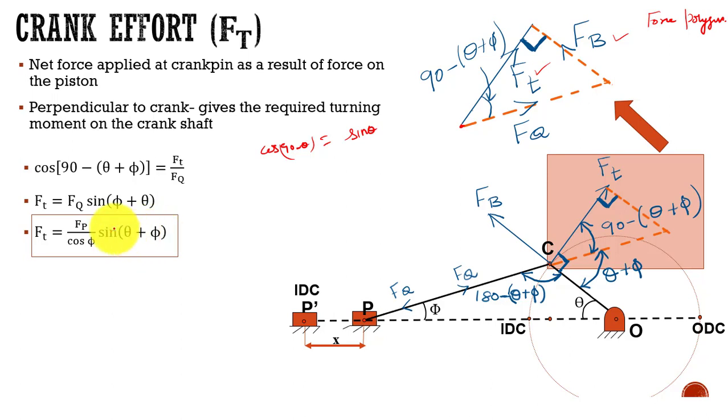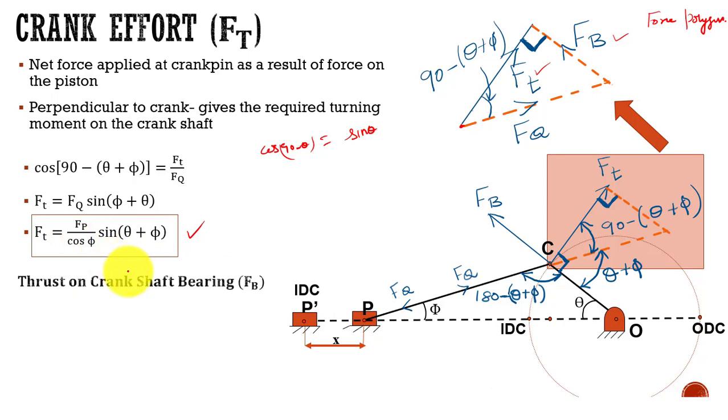As I told you, in every relation we have to get it in terms of Fp, that is the piston effort, so that we can easily solve the problem. Once you know the Fp value, we can move on to finding all the other values, starting from the force on the cylinder walls, the force on the connecting rod, and the crank effort. Everything can be found using this Fp value. That is why we convert everything in terms of Fp. So this is the relation we need to remember for the crank effort.